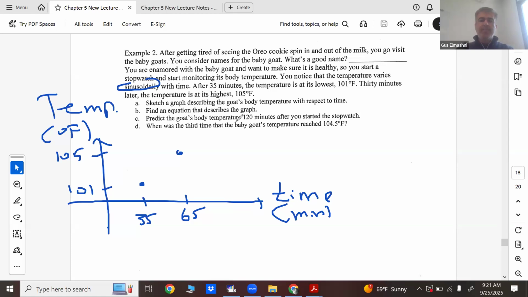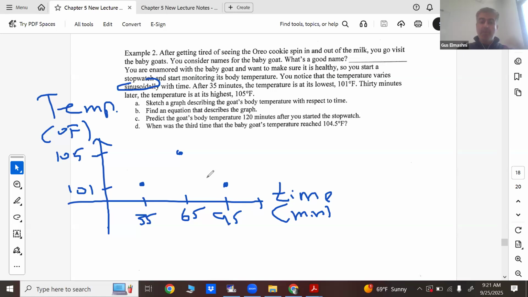Sinusoidally. What is cosine? To the answer, but let me finish the problem first, and I'll clear it up in a moment. Okay. Now, if you think about it, another 30 minutes later, it has to get back to the low point, right? Which would be 95.